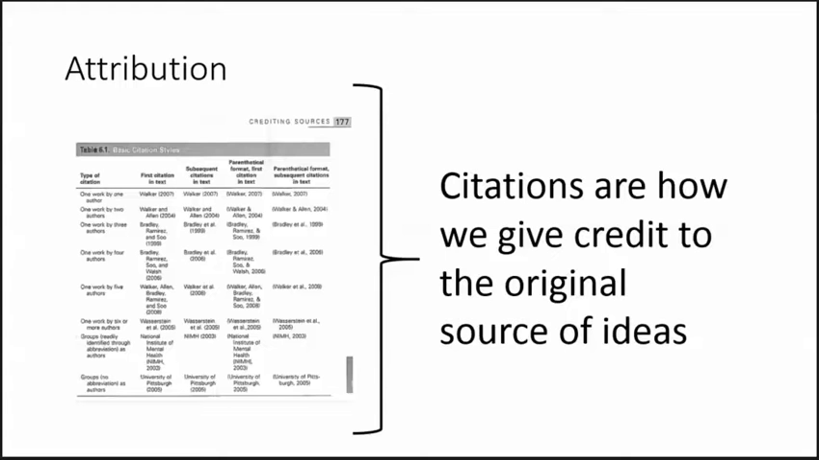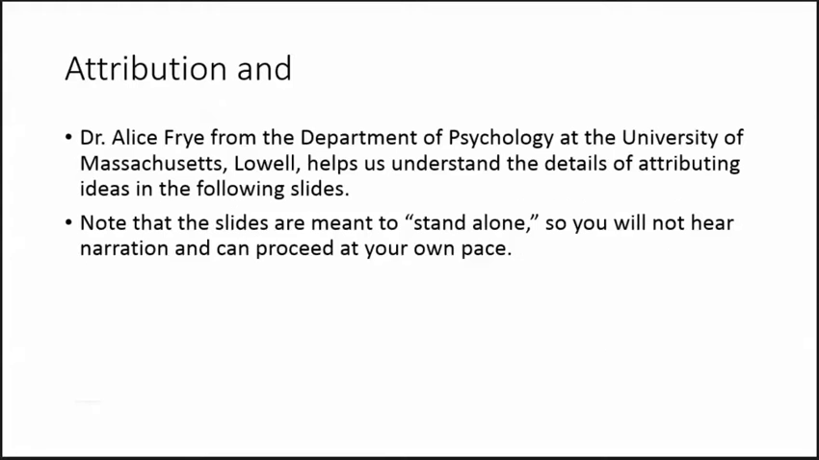Citations help us give credit where credit is due, so to speak. In other words, they're a way of making sure the original source of an idea receives proper credit. Giving credit can be tricky when we're working with non-empirical articles, though. The authors of those sources are often drawing on the ideas of other authors to make their point, so they represent both primary and secondary sources.